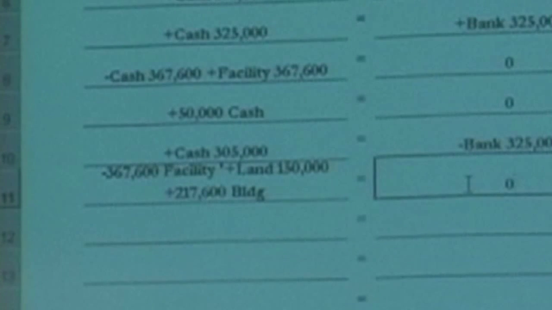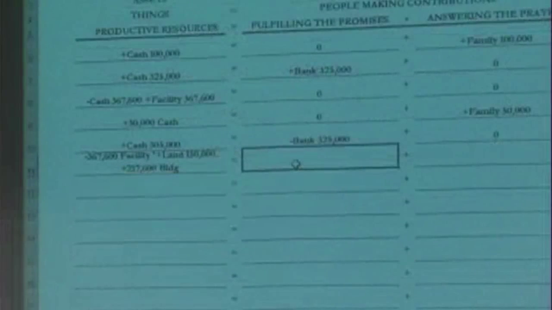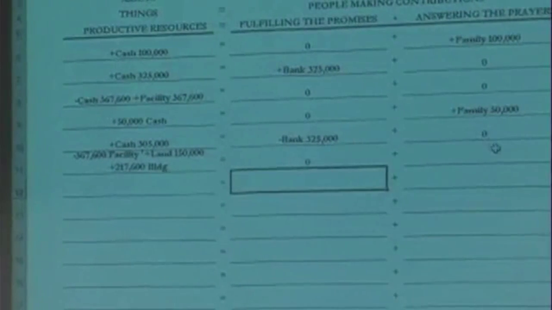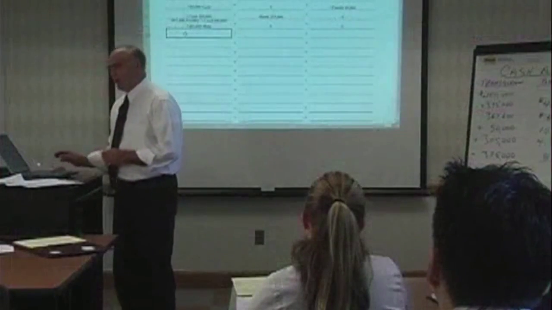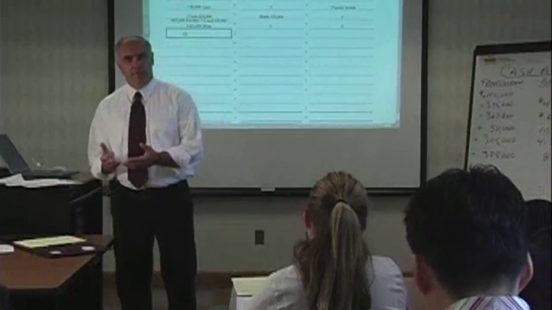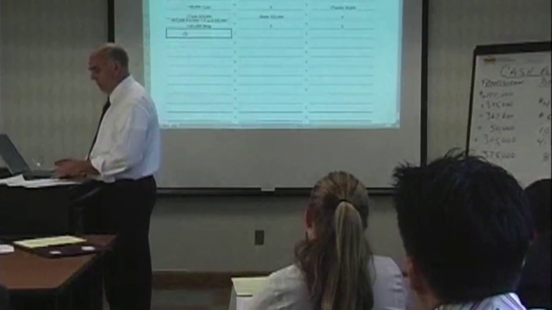So from $367,600, we subtract the $150,000 for the land, and we find that the building has a value of $217,600. There is no entry in the liability column, and there is no entry in the owner's equity column. And again, we remain in balance. We have converted the temporary account, the facility, into the sum of its parts, the land, $150,000, and the building, $217,600.